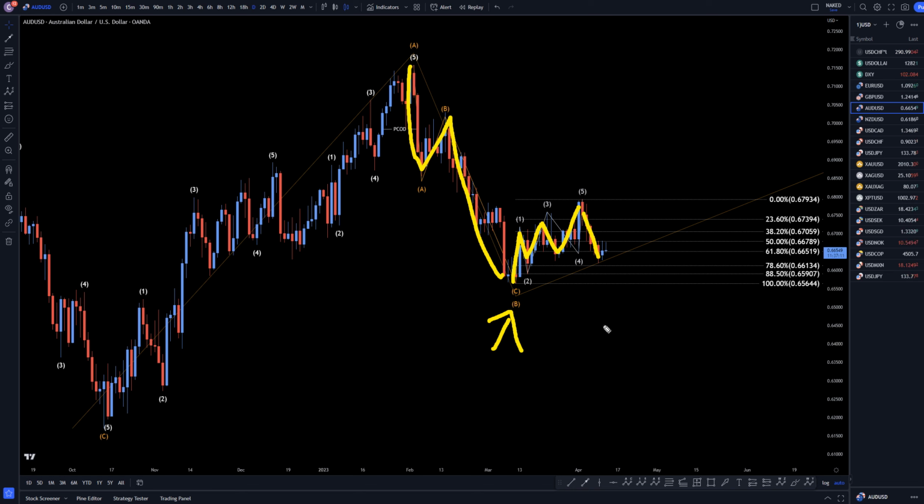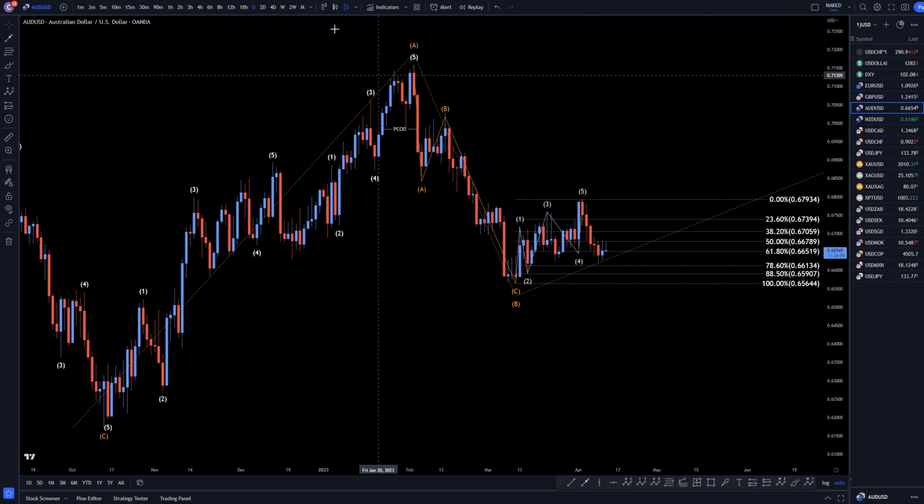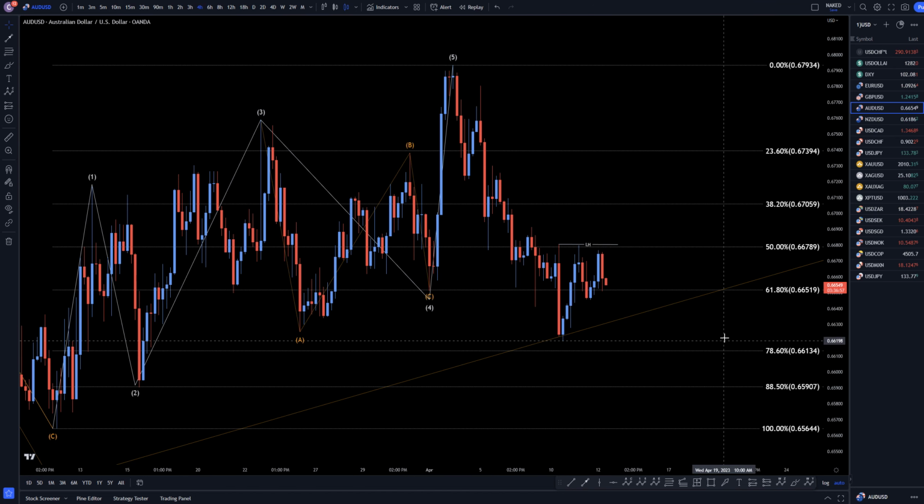I still think this move down is going to end up making a higher low, probably at the 78%, and I still think it's very likely to just keep on trending up in that wave C or possibly in a wave 3. So let's take it down to the 4 hour time frame.